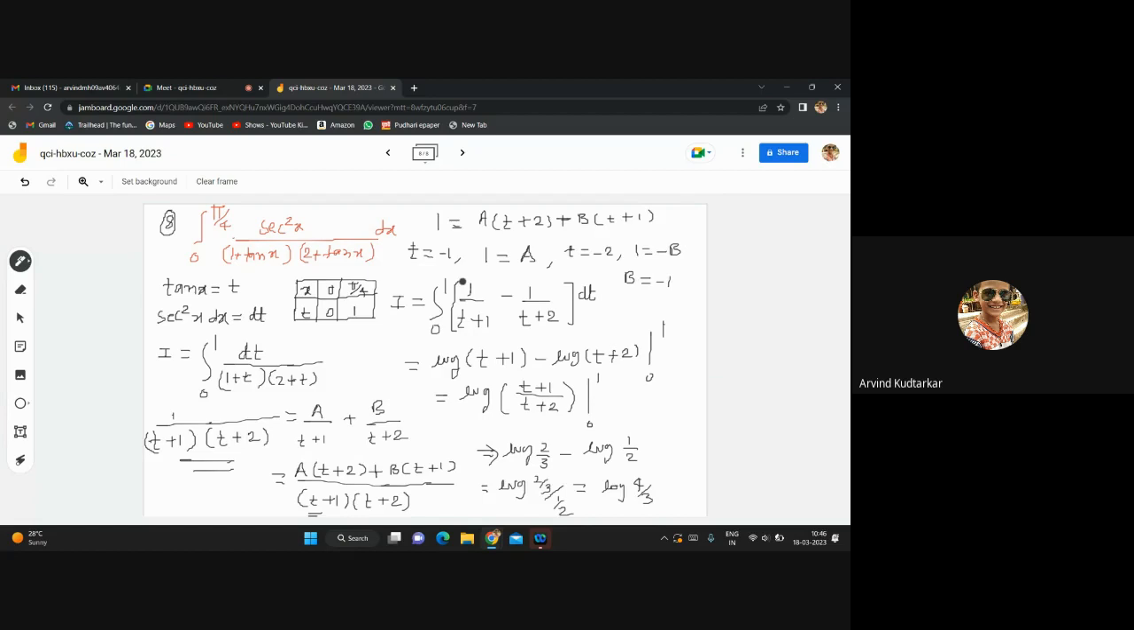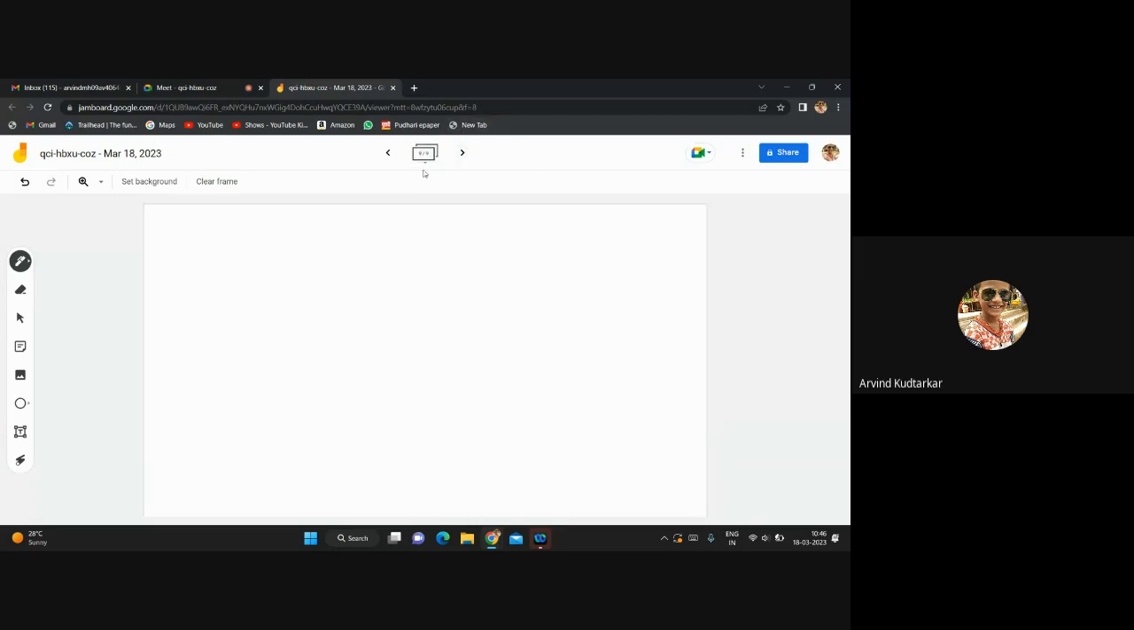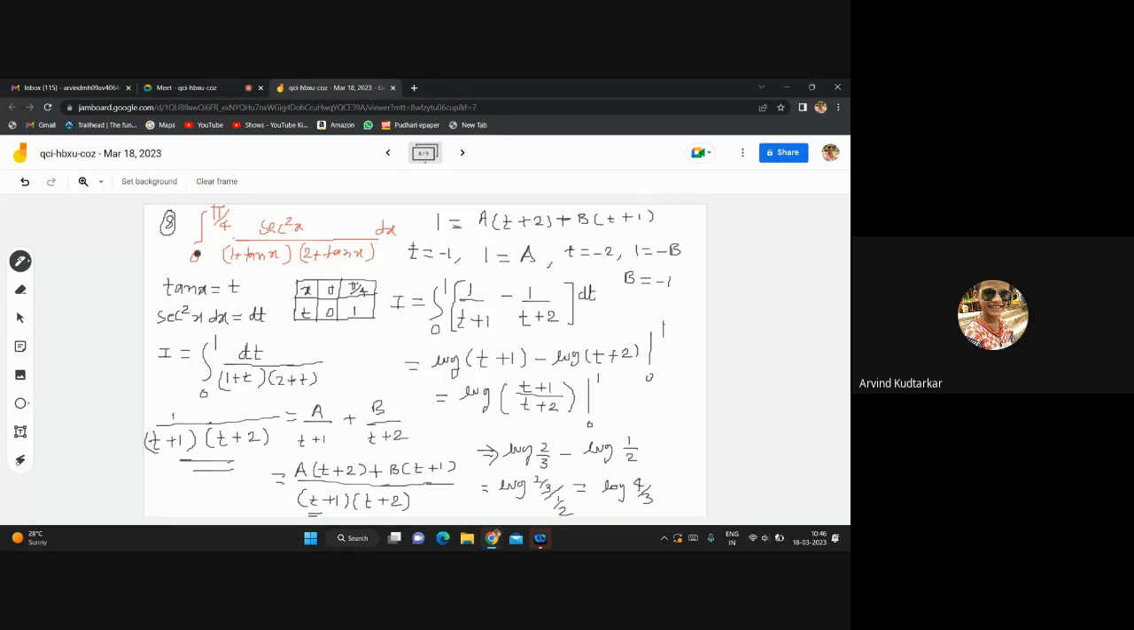So what will be the solution of this? Log of 4/3. So is log of 4/3 a finite value? Why is it finite? Because the limits are constant. When limits are constant, the solution of the integral will be constant, that is finite. It is log of 4/3. What will its value be? Log of 4/3.